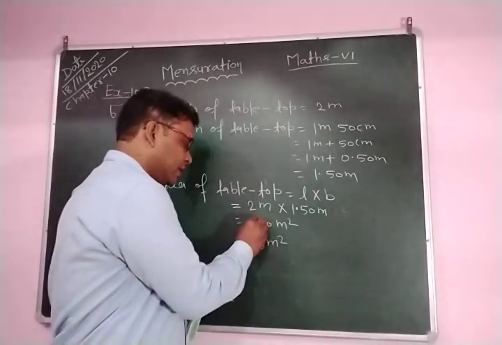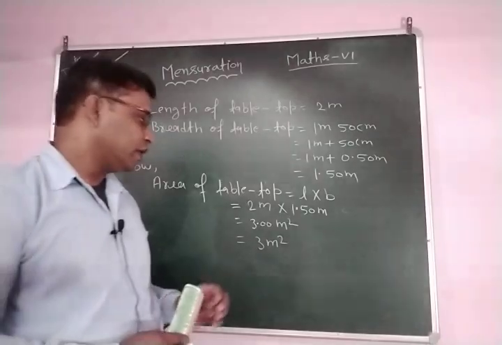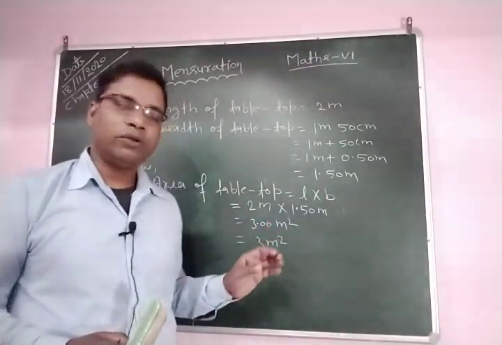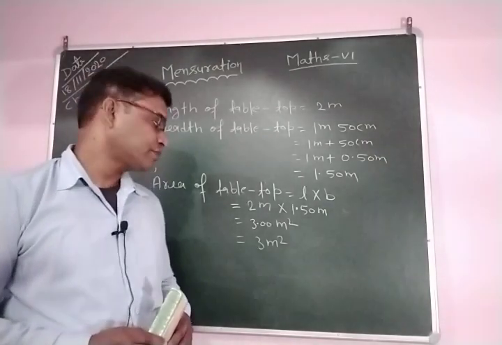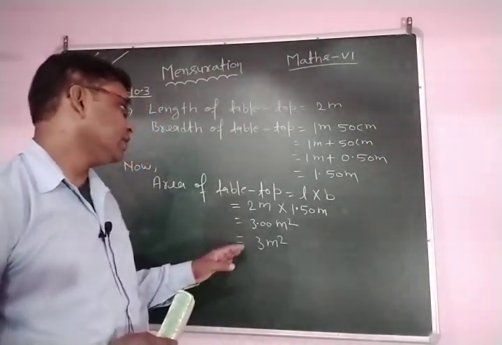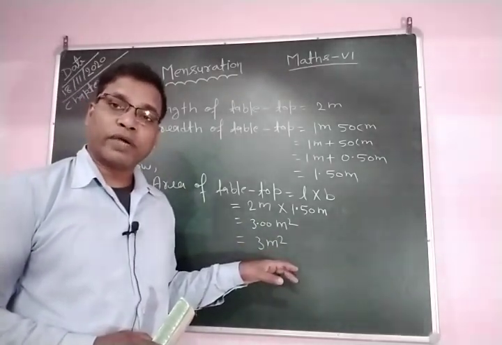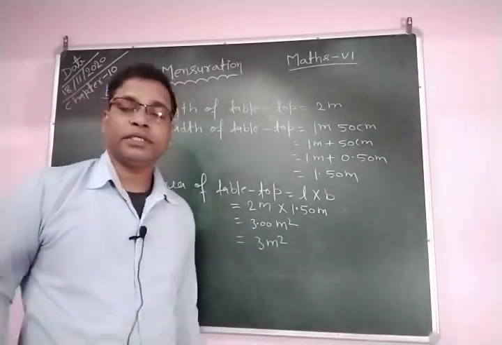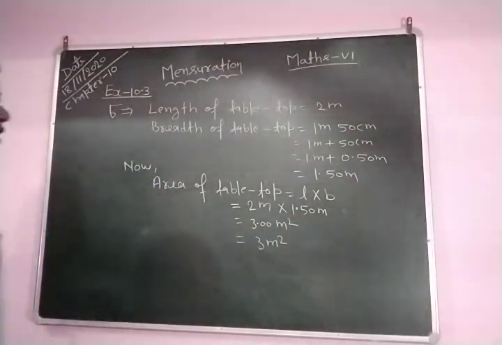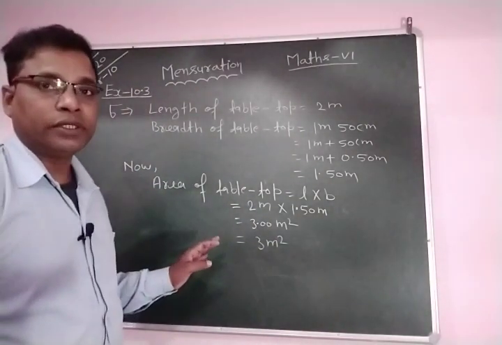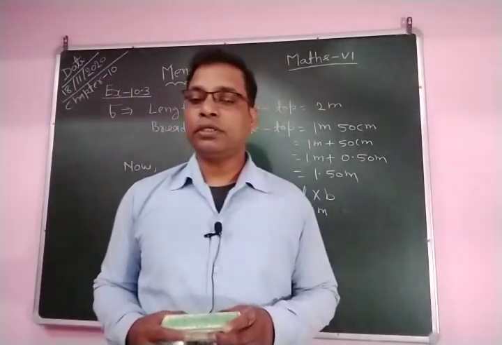This is 3.00 meter square. After the decimal, 0 has no value, so you can leave them. You can write only 3 meter square. This is the area of tabletop. Okay, in square meter, the area of tabletop is 3 meter square. And now I hope all of you understood this question. Now we are going to discuss the next question.